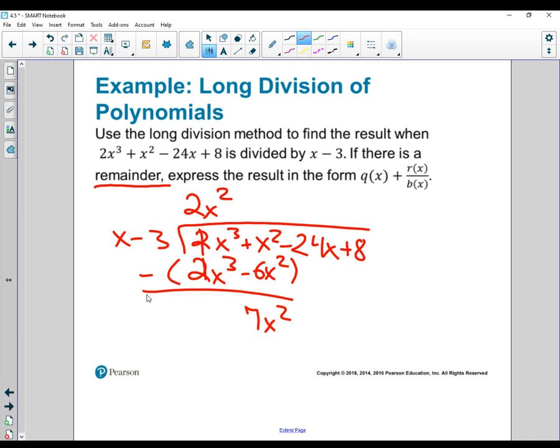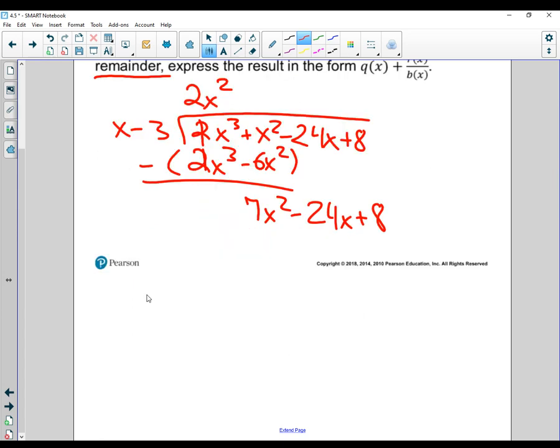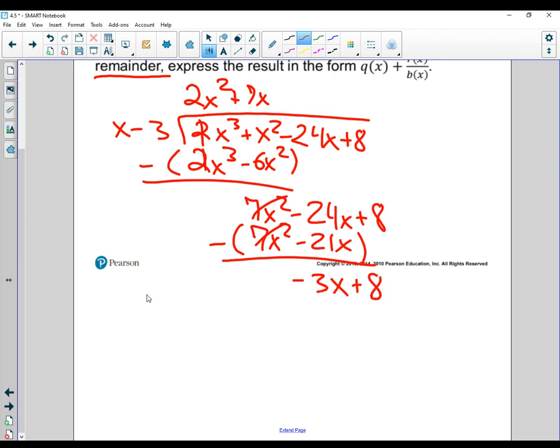7x squared minus 24x plus 8. Now you just do the same thing. What times this gets me 7x squared? Well, 7x. So 7x times that gets me 7x squared minus 21x. Subtract the whole thing. Minus negative is positive. So minus 3x plus 8.